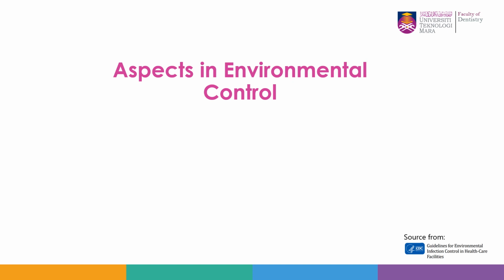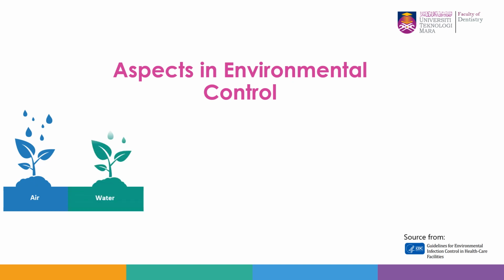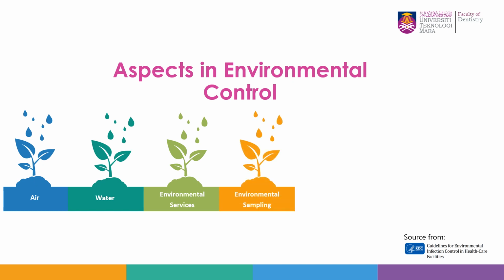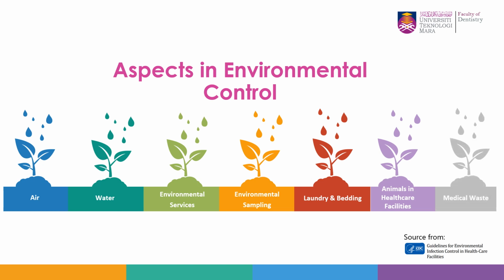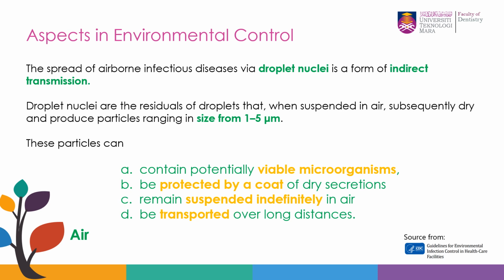so let's look at the aspects in environmental control. The first one is air, second one is water, the third one is environmental services, number four, environmental sampling, number five, laundry and bedding, number six, animals in healthcare facilities, and number seven, medical waste. Okay, so these are the components in environmental control, considering infection prevention and control. Okay, so let's look at them one by one.